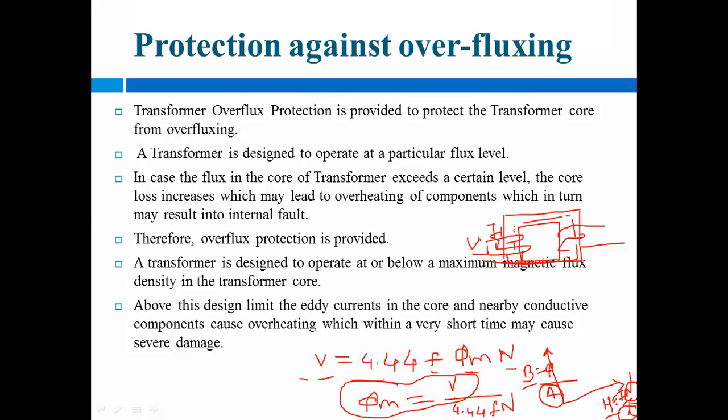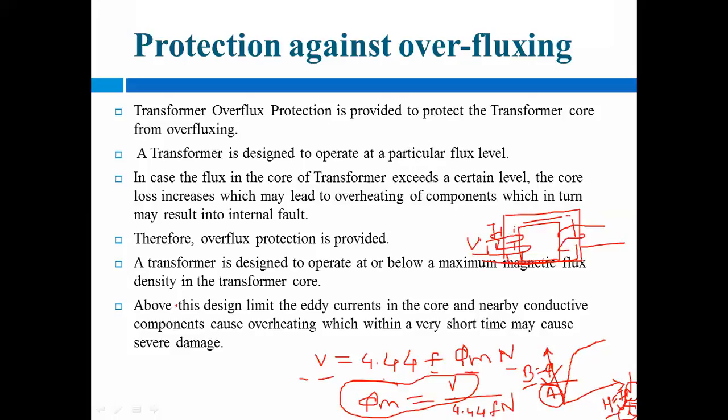Means your H is varying with current I and your B is varying with flux phi. Right? So if I increase the current at the start, what happens? The flux will also increase in the core. If I increase the value of current, then flux in the core will also increase. But when the core gets saturated, what happens? If I increase the value of current, the flux does not increase. Your flux remains constant. That is nothing but your BH curve.